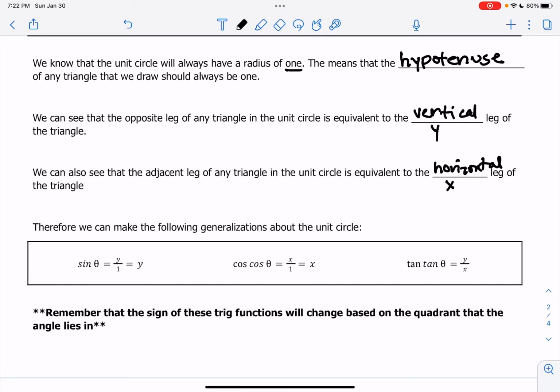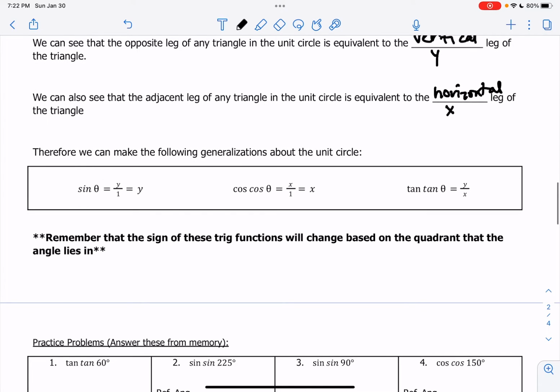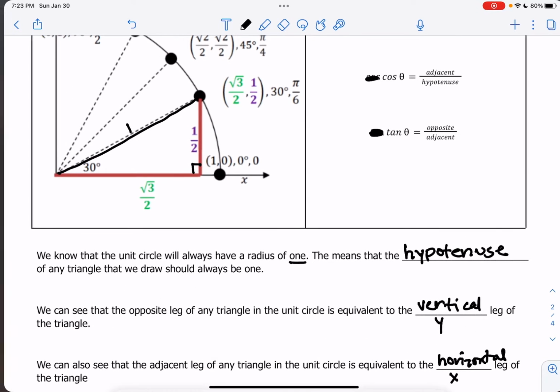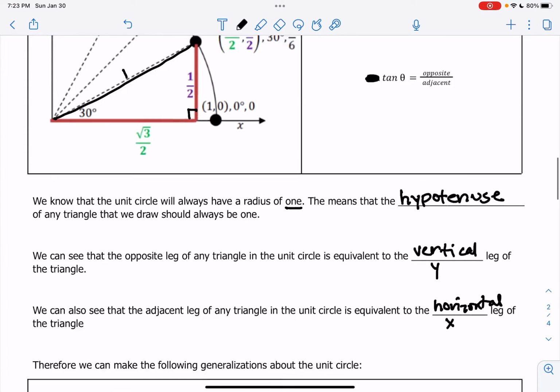So we can make the following generalizations. The sine is just going to boil down to y over 1, which is y. Cosine is going to be x over 1, which is x, and tangent is going to be y over x, because remember, tangent is opposite over adjacent.